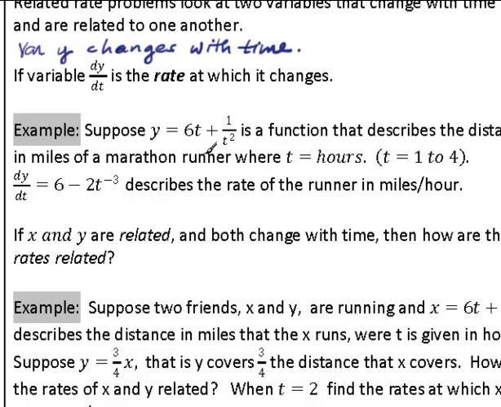Let's look at dy dt. We're simply going to differentiate this function. Dy dt is 6. The derivative of 6t is 6. And the derivative of 1 over t squared, we'll write this as 1 over t squared. That's the same as t to the minus 2. So when we differentiate that, we bring down the minus 2. So we have minus 2 t to the minus 3, subtracting 1 from that exponent. So this is dy dt, and it describes the rate of the runner in miles per hour.